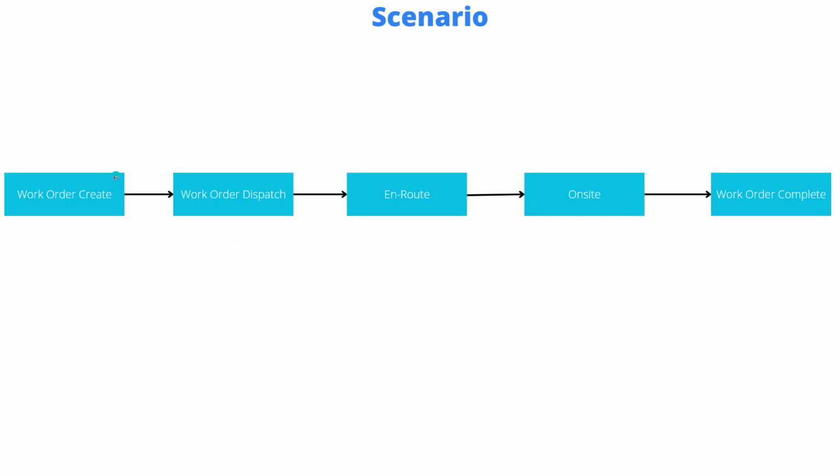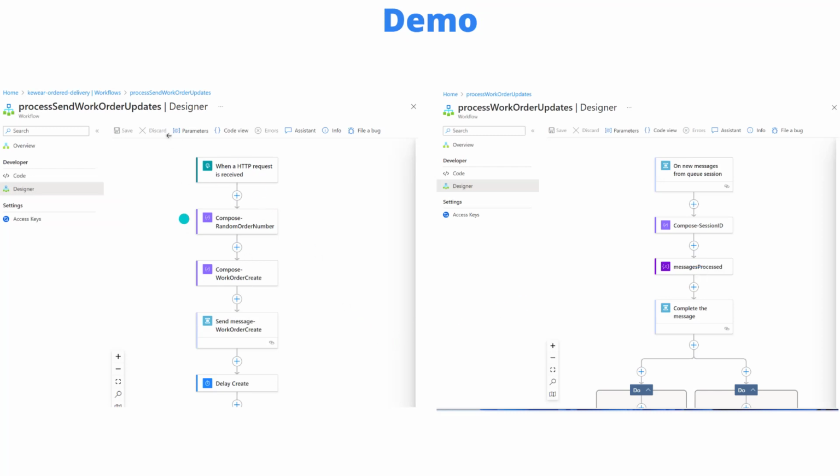So that's what we're going to do here: we're going to simulate what this would look like. We're going to send 5 messages and then see how they are processed. So we've got a sender workflow, and then we've got a receiver workflow. And let's dive into the portal and I'll show you how this was all built.